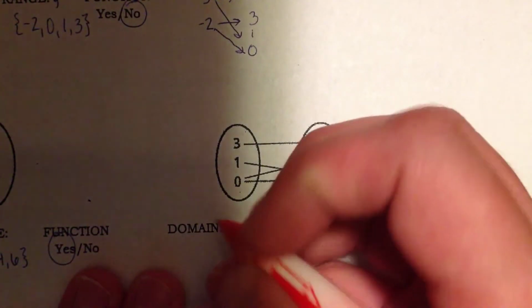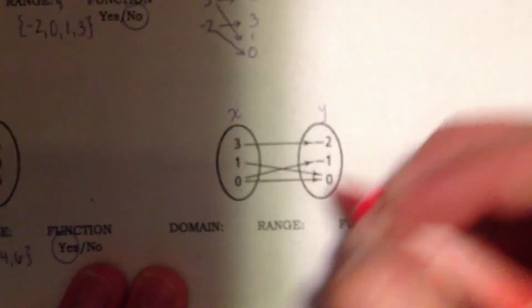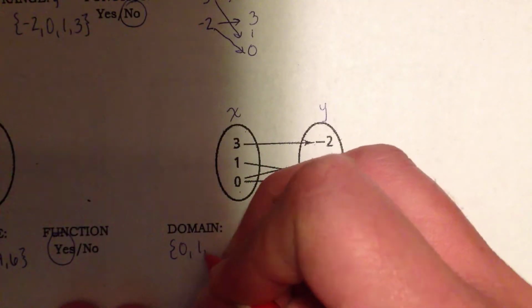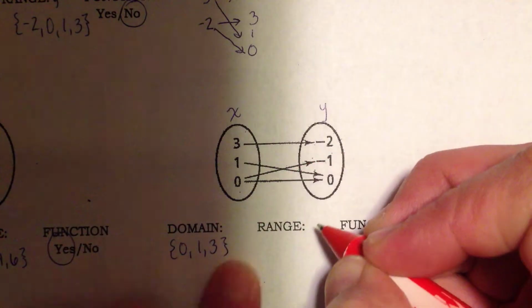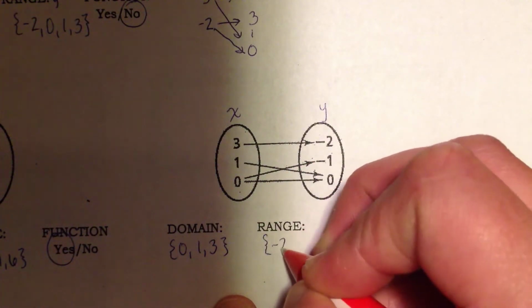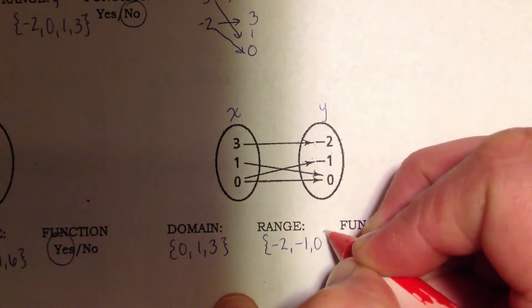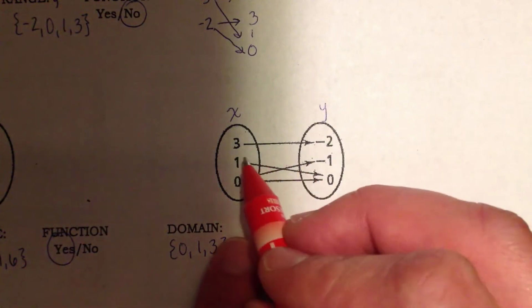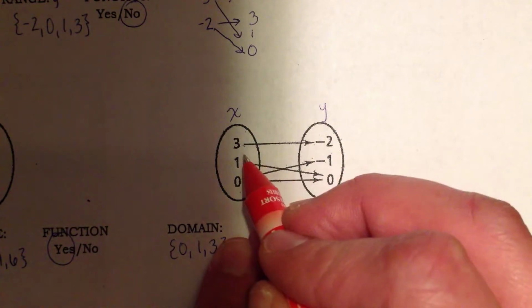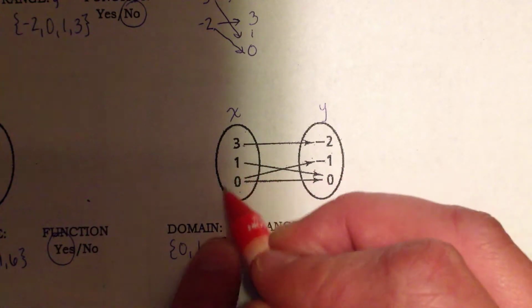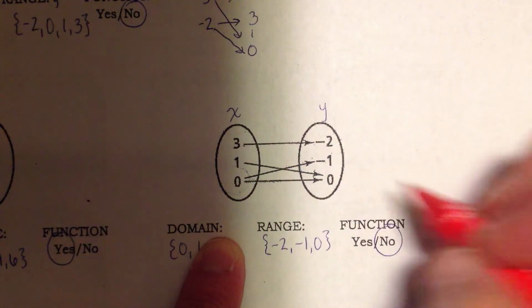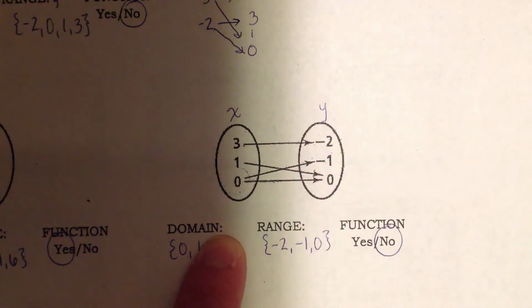And in my next one, my domain x's and y's, again I have to go from least to greatest, so that would be 0, 1, and 3 separated by commas. My range in least to greatest would be negative 2, negative 1, and 0. So if I look to see if this is a function or not, this input has one output, this input has one output. However, 0 has 2 outputs, which means that it is not a function, because it has 2 arrows coming out of it.